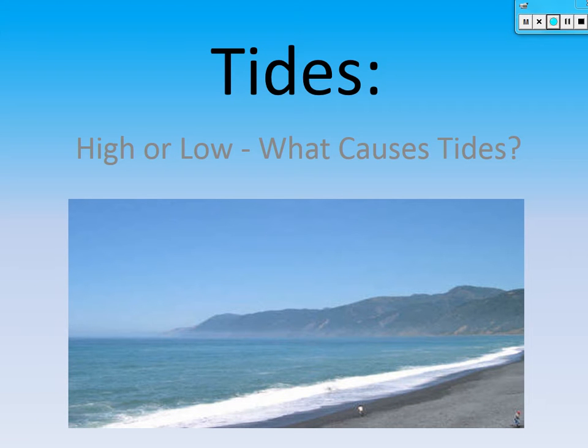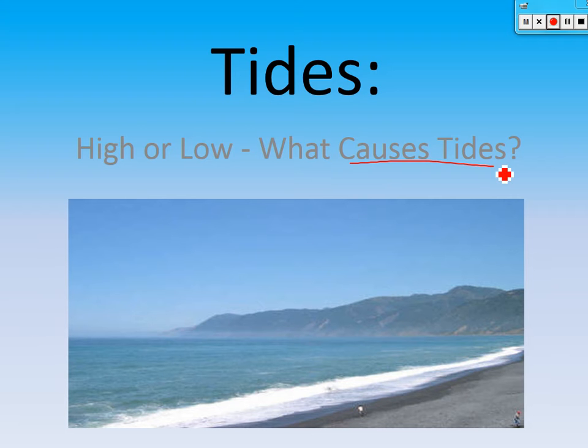Okay, since we've been talking about the force of gravity in the last lesson, I thought it would be interesting to take a second and look at tides, a natural phenomenon caused by gravity. So in this video, what I'd like to do is focus on, what exactly are tides? What exactly are tides and what causes them?